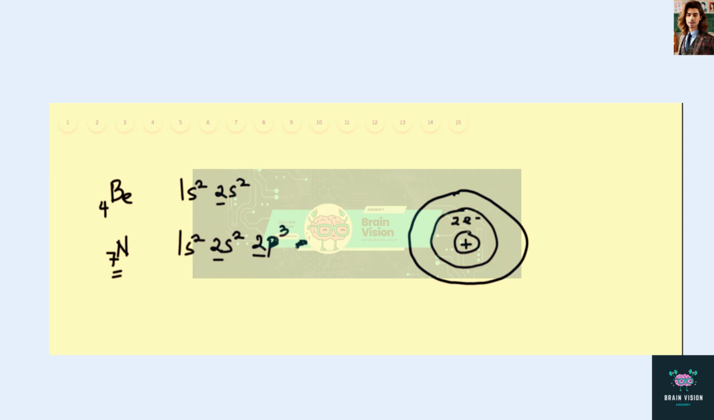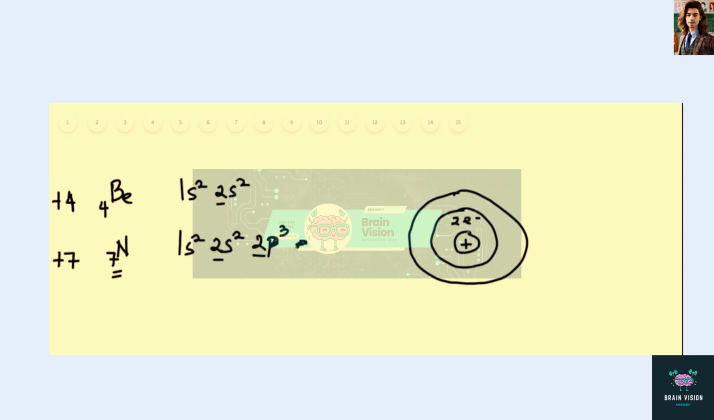If you look at nitrogen, it has 7 protons, so it has plus 7, and then plus 4 for beryllium because it has 4 protons. Compare the charge of nitrogen to beryllium: plus 7 is greater than plus 4. Plus 7 being greater than plus 4, plus 7 will attract the electrons in the second shell more than plus 4 will attract the electrons in the second shell of beryllium.